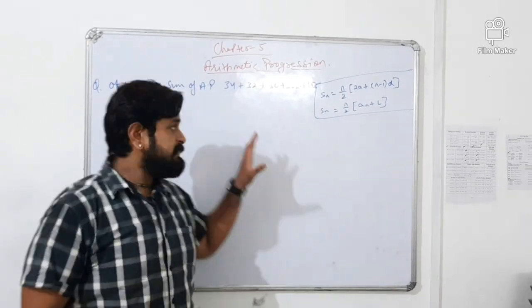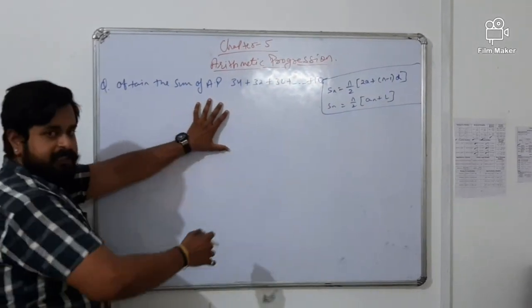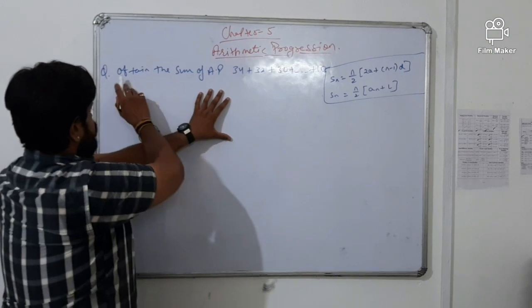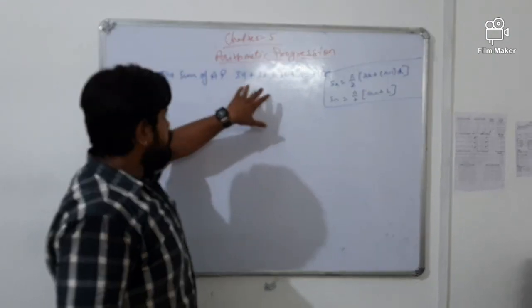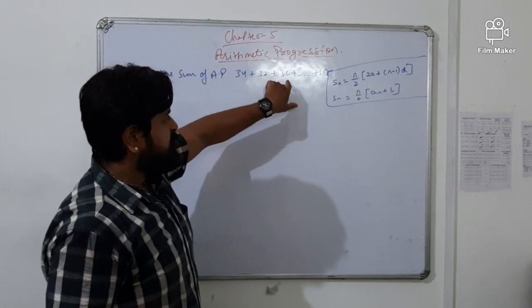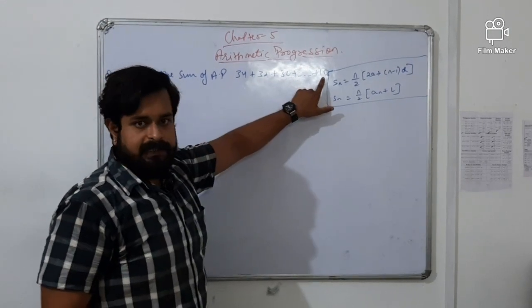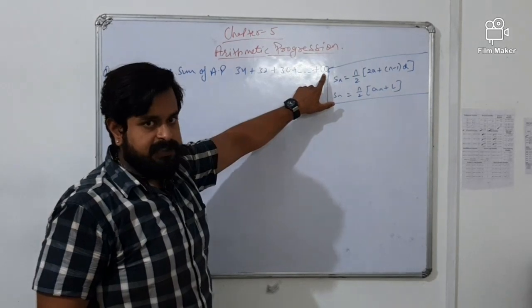So the next question is, now this question is a little bit different from the previous question. The question is obtain the sum of AP. AP is given here 34 plus 32 plus 30 and it will move on up to 10. The last term is 10.